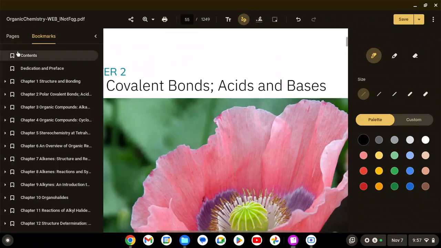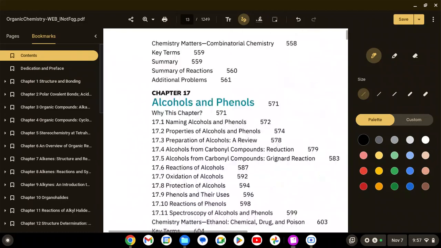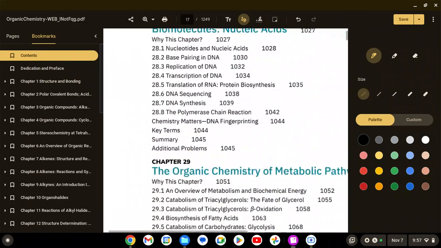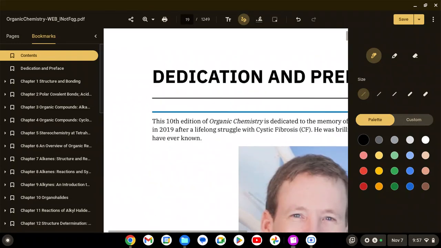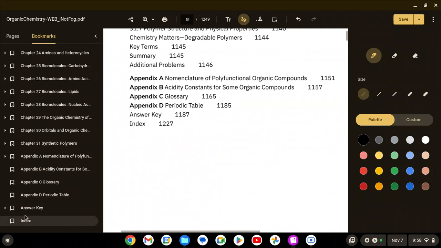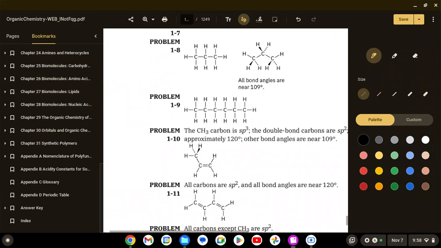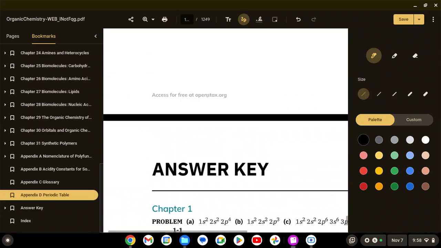Let's just double check real quick. I'm going to go to content. Answer key 1187. I could have just gone down here. Oh, cool. Yeah, so it does have all the answers. Nice. Okay, cool. So I think what I'll do is I'll do the example problems, but not the actual exercises from now on.